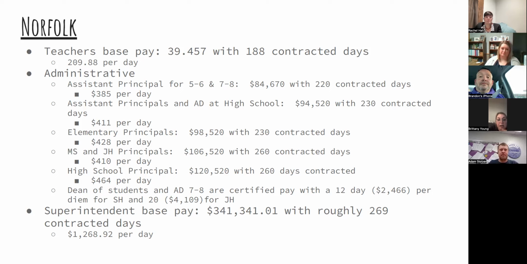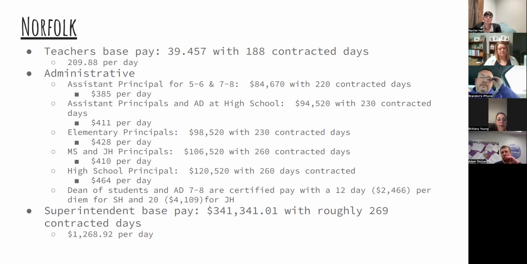Then we do end up having dean of students, and we have an AD 7-8, and they actually just get certified pay, but then they get a per diem of 12 days, and that's for the high school, and then 20 days for the junior high. And I think those kind of came around because the dean of students and the AD at the time for 7-8 were still coaches. And so they just kind of wrote it in, okay, we'll do this instead so you can continue to coach.